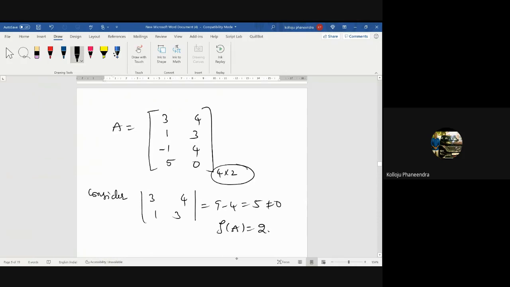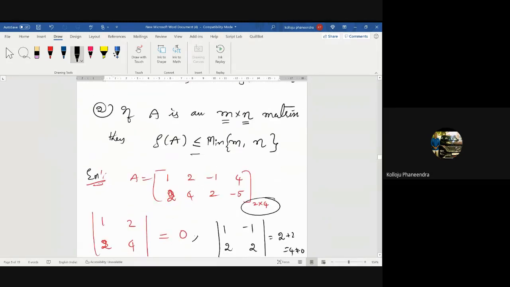If all possible 2 by 2 determinants are 0, then we go for 1 by 1 determinant. Therefore, remember this point: the rank of a rectangular matrix m by n is less than or equal to minimum of m comma n. This is the concept of rank. Any doubts?